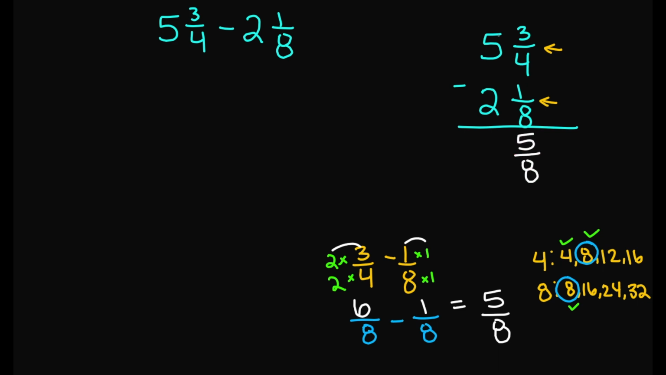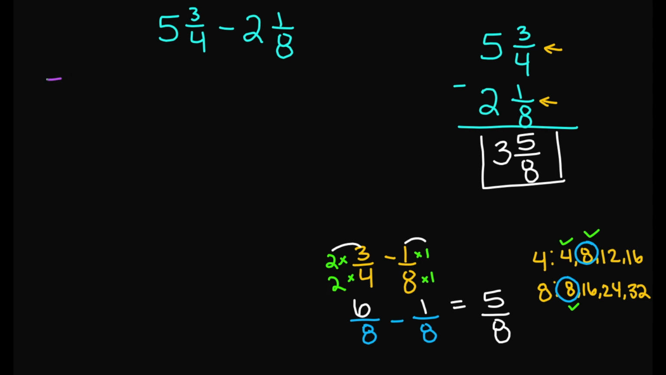And then when I subtract my whole numbers, so 5 minus 2, this is going to equal 3. Since I cannot simplify any further, your final answer here is 3 and 5/8. So now let's see if you were to expand everything out and write it out.